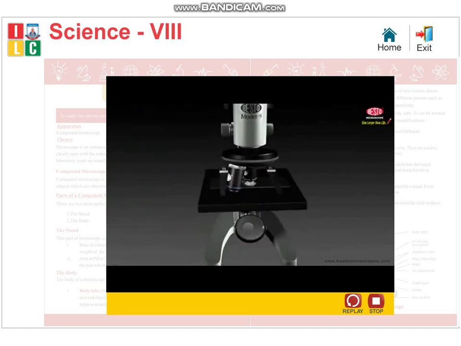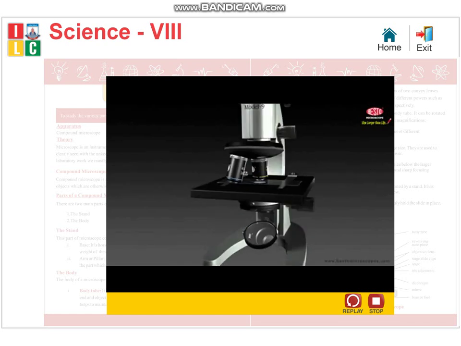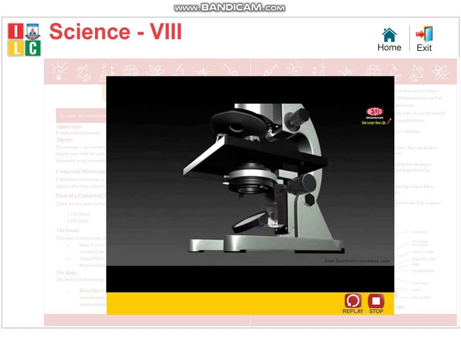F. The stage is the flat surface on which you put your slides or samples. G. The stage clips hold the slide in place on the stage. H. Beneath the stage, all the Besto microscopes have a condenser having a standard diameter of 39.5 mm, which collects and concentrates the light before it passes through the sample.